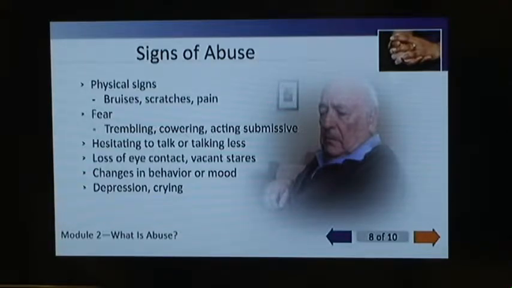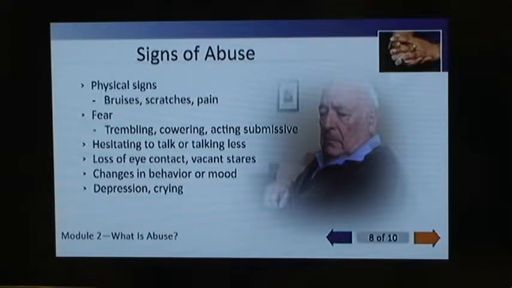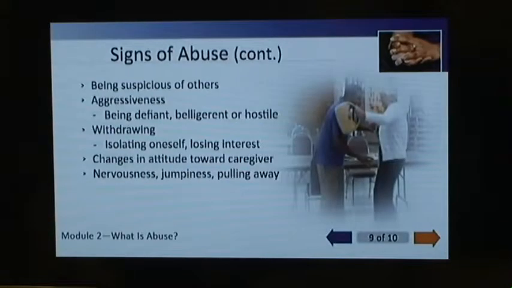Physical signs could be bruises, scratches, pain, other skin injuries, fear, trembling, cowering, acting submissive, hesitating to talk or talking less, loss of eye contact, vacant stares, changes in behavior or mood, depression, crying, being suspicious of others, being aggressive, being defiant, belligerent, or hostile, withdrawing, isolating oneself, losing interest, changes in attitude toward caregivers, nervousness, jumpiness, pulling away. Those are all possible signs of abuse.